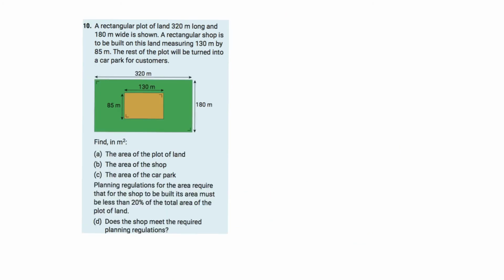So the last question was this question 10. A rectangular plot of land 320 metres long and 180 metres wide is shown. A rectangular shop is to be built on this land, 130 metres by 85 metres. The rest of the plot will be turned into a car park. All of this is going to be a car park. So find in metres squared the area of the plot of land. So question A is find the area of the plot of land.